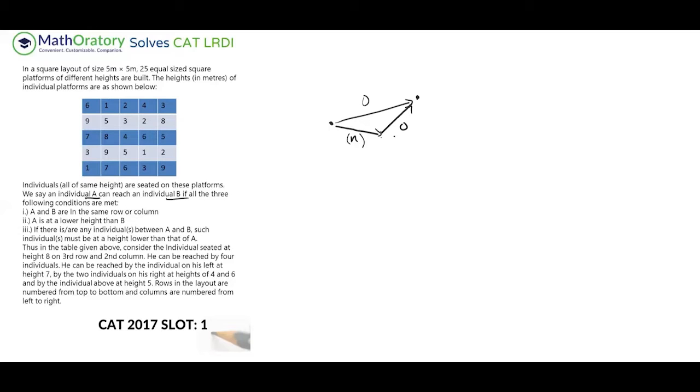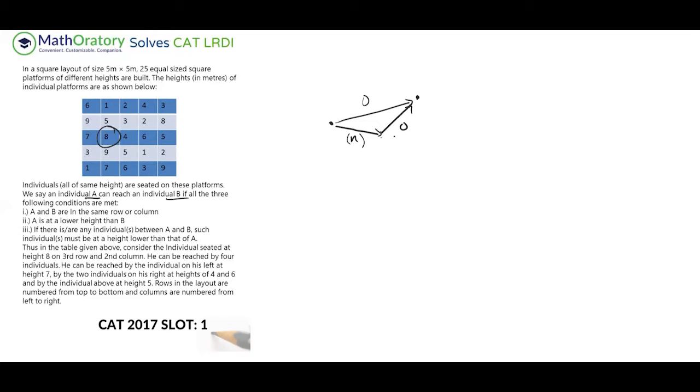So let me elaborate with some example, or they might have given some example. Thus, in the table given above, consider the individual seated at height 8 on the third row and second column. So third row and second column is this 8. He can be reached by 4 individuals. Let's not look at these examples, let's figure that out. So the example claims that 8 can be reached by 4 individuals.